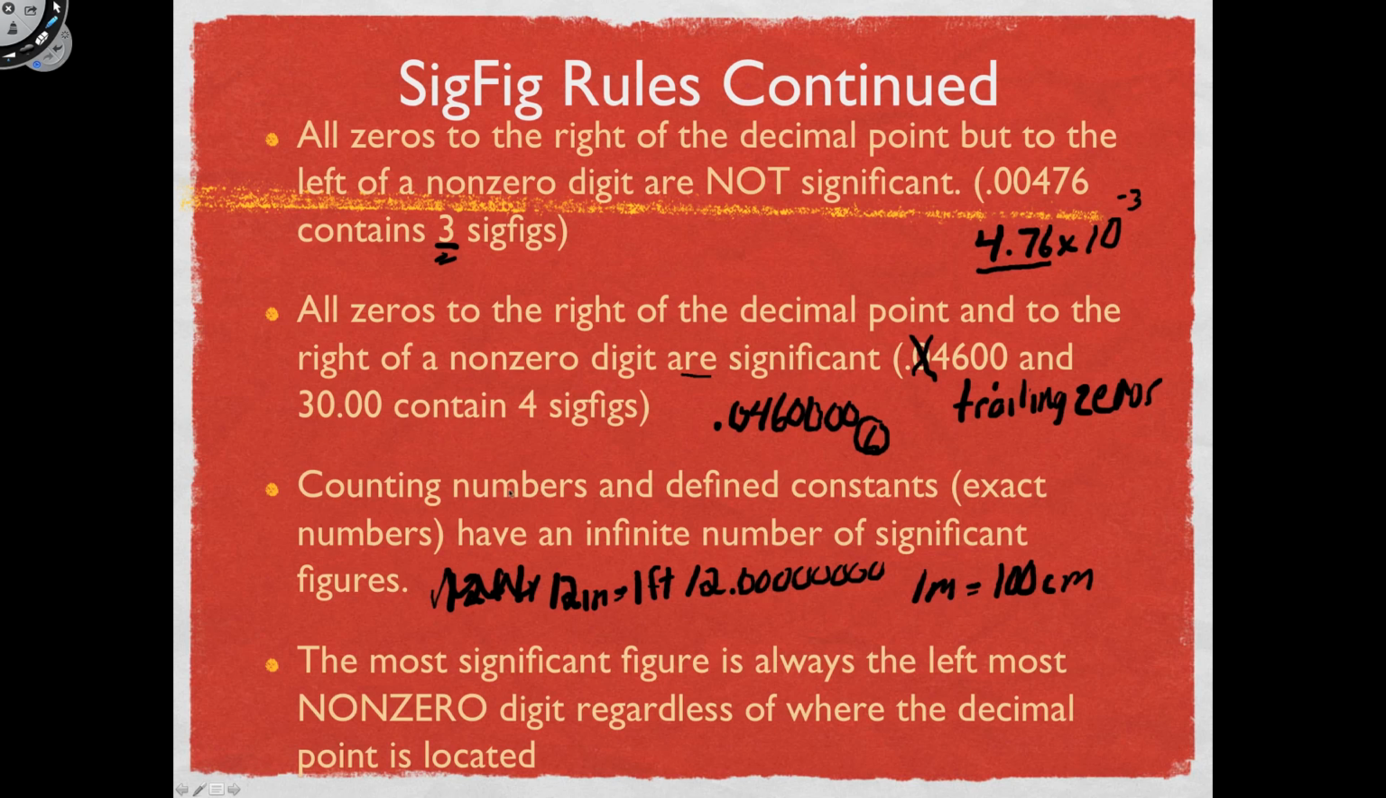And counting numbers. You know, if you count the number of people in a room and you come up with 25, there's exactly 25. I could write 25.0. I could write 25.00. I could write 25 point and then an infinite number of zeros and still be correct. Those have infinite significance. So just to sum up, the most significant figure is always the leftmost non-zero digit, regardless of where the decimal point is located. And as you go to the right, things get less and less significant.